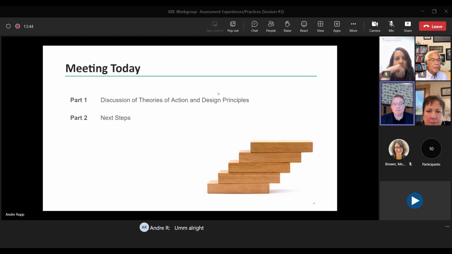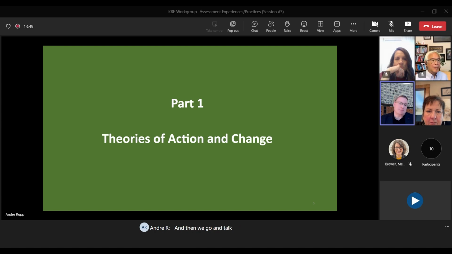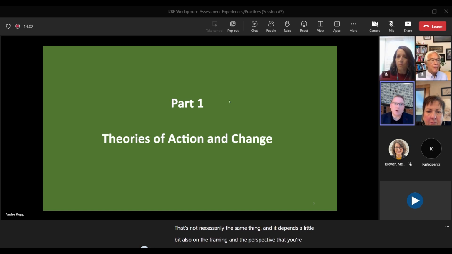All right, so let's talk about the theory of action and design principles, and then we go and talk about next steps. As far as the theory of action is concerned, I use here the language theory of action and theory of change. That's not necessarily the same thing, and it depends a little bit also on the framing and the perspective that you're bringing to this work.